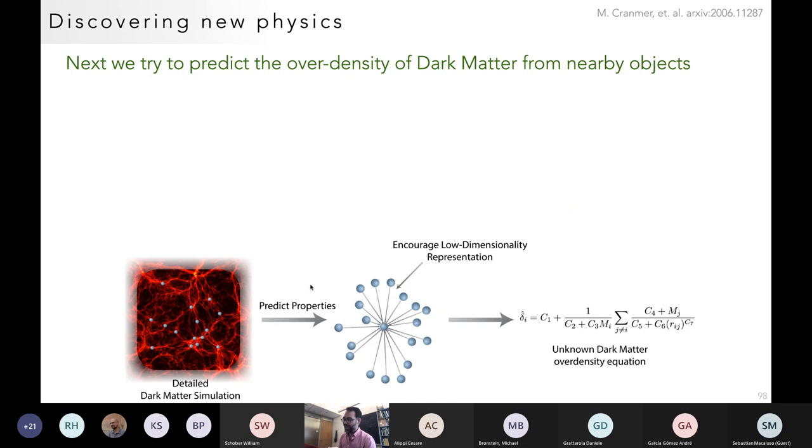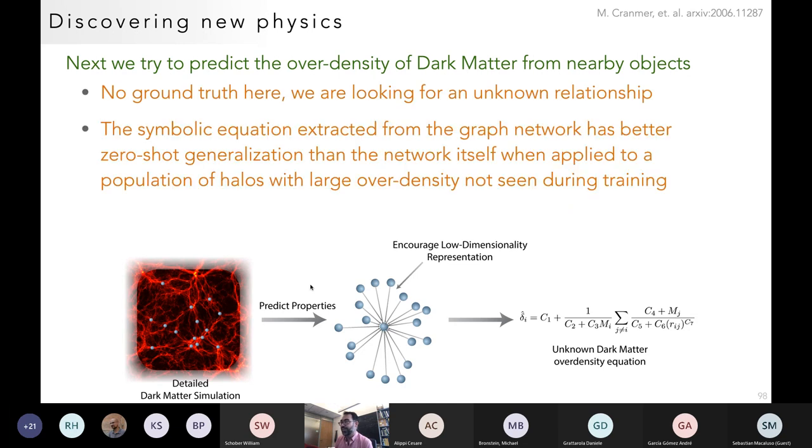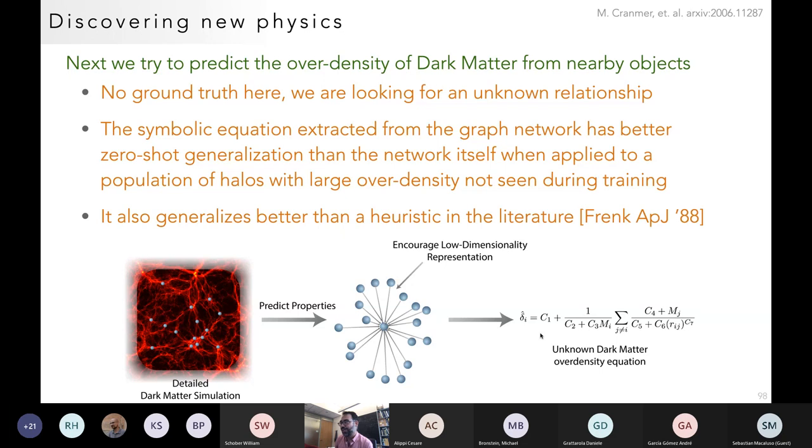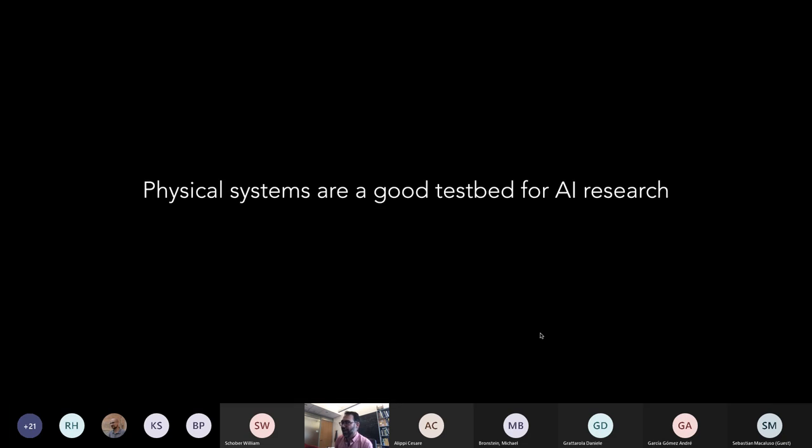There was another example where we tried to predict over-densities of dark matter on very large graphs. And we ended up deriving an equation, again, using symbolic regression on the messages that were being passed on the graph. And what was interesting is that this equation, which was extracted from the graph neural network, actually has better generalization properties than the graph neural network itself, which is kind of funny. So here again, you see some notion of equations as a form of inductive bias. So anyways, I think all of this stuff is pretty interesting. And I will end with that.